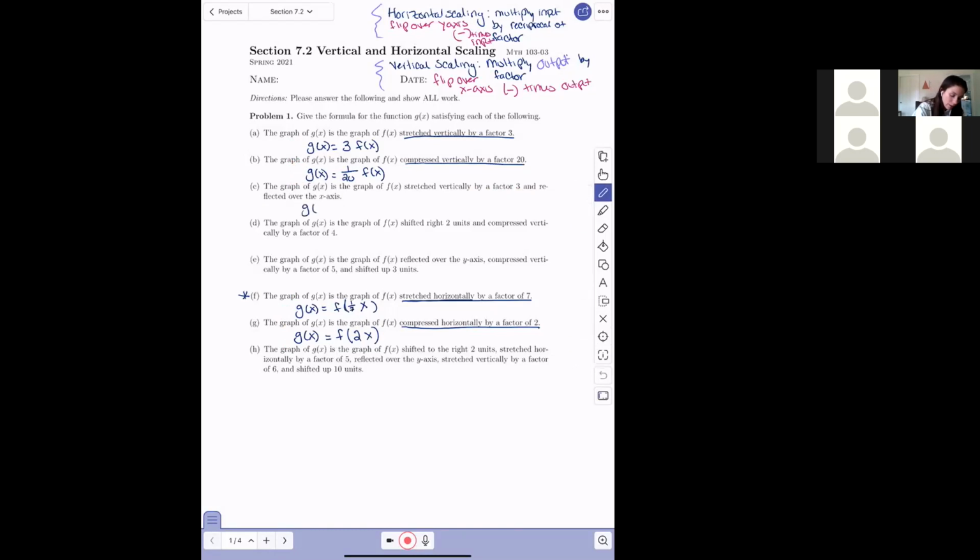So we first have that g of x is equal to f of x stretched vertically by a factor of 3 and reflected over the x-axis. So we're stretching vertically, so we're going to multiply this by 3. So we'll have 3 times f of x, and it's reflected over the x-axis. So we're going to multiply our output by -1. Does that one make sense to you guys? Any questions there?